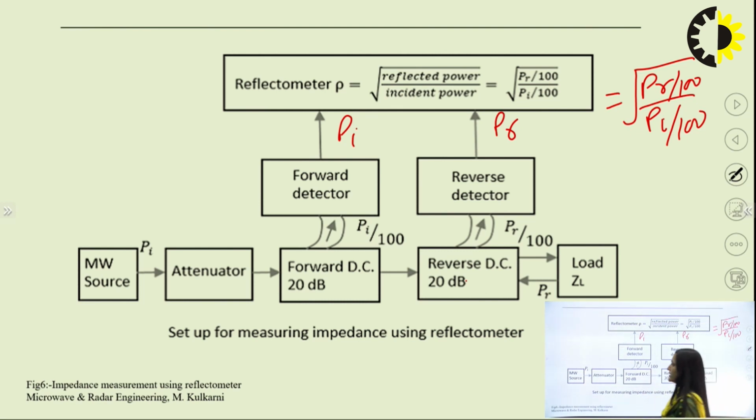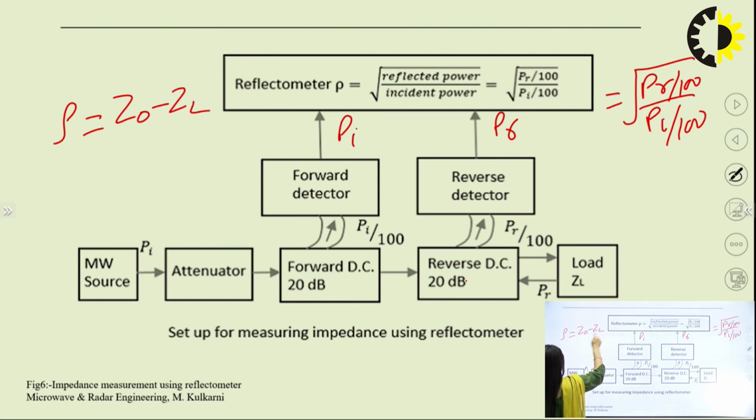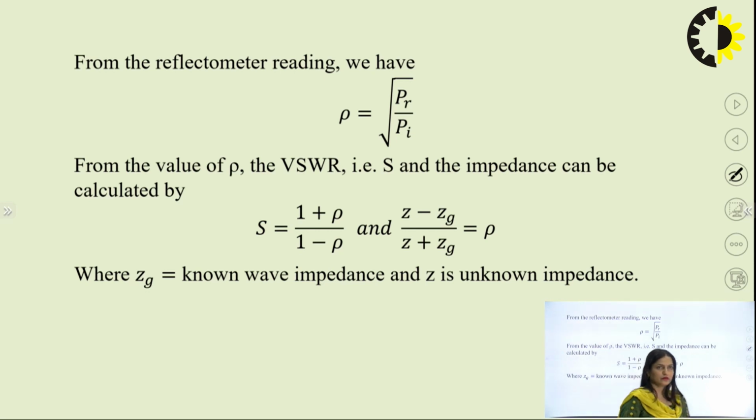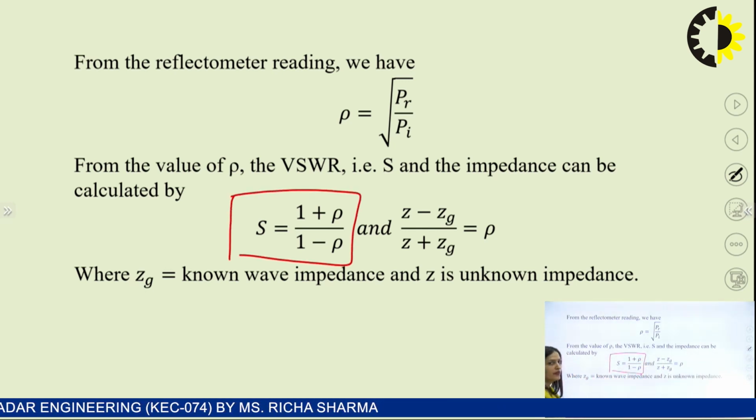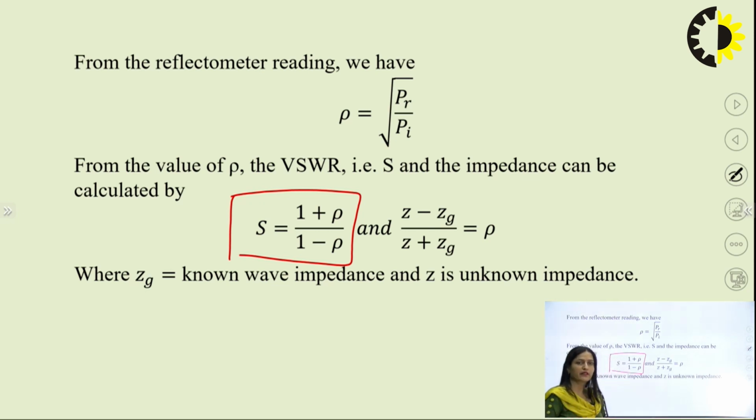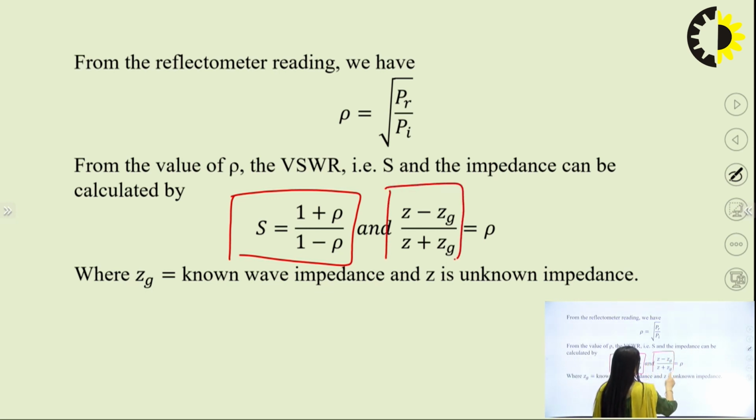How can we find out the impedance? See here, the relation of the reflection coefficient with your impedance is Z0 minus ZL upon Z0 plus ZL, something like this, okay. From the reflectometer, we can find out the reading, that is PR by Pi, right? From this reflection coefficient value we can find out VSWR as well as the impedance, because this is the relationship between VSWR and the reflection coefficient. We know the value of the reflection coefficient, so VSWR will be 1 plus reflection coefficient divided by 1 minus reflection coefficient. And if we want to find out the impedance, this is the formula for impedance.